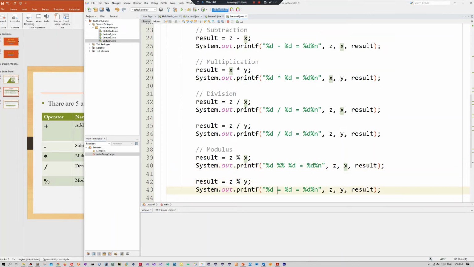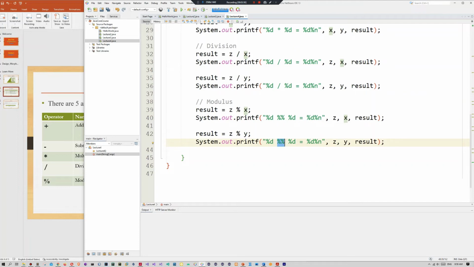Okay, we need to put 2 percent signs to escape them. Okay, let's run it to see the outputs. Then we will discuss how it happens.